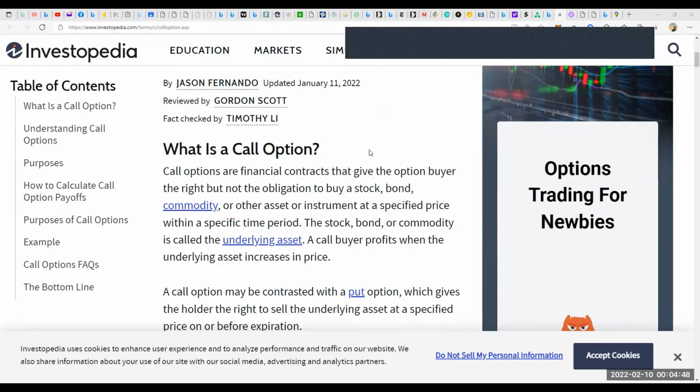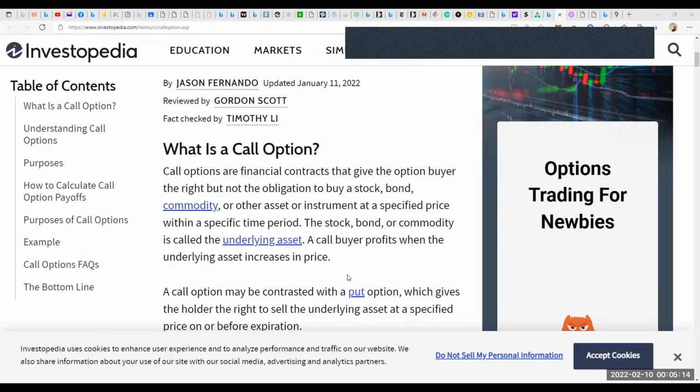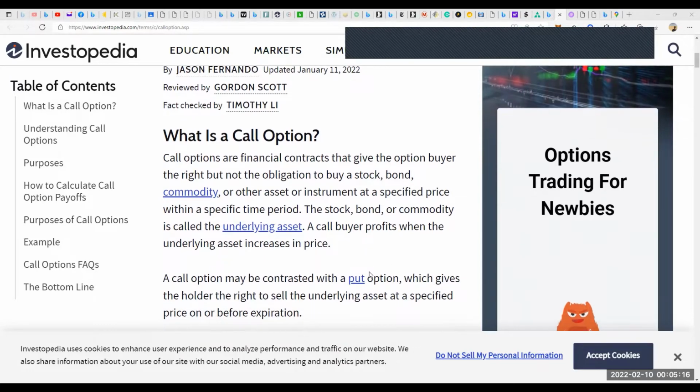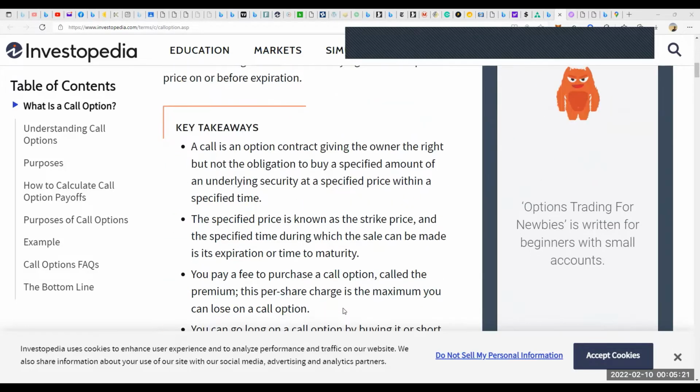Call options are financial contracts that give the option buyer the right, but not the obligation, to buy a stock, a bond, a commodity, or other asset or instrument at a specific price within a specific time period. The stock, bond, or commodity is called the asset, or the underlying asset. A call buyer profits when the underlying asset price increases. If you want to buy a put, that's when you have the right to sell the asset at a specific price on or before the expiration. But we're going to talk about call options.